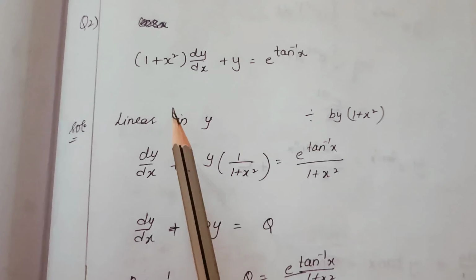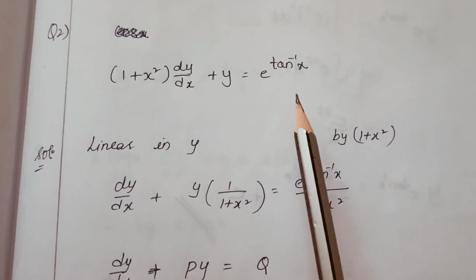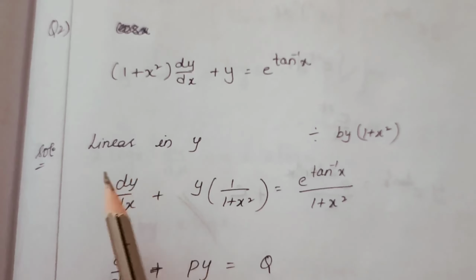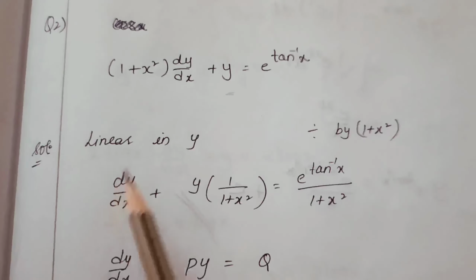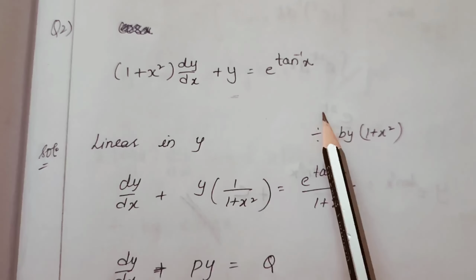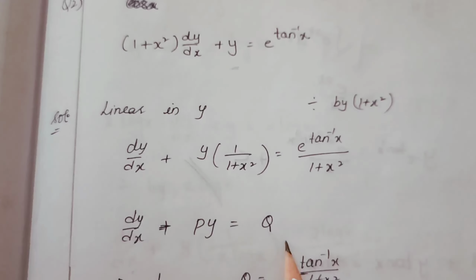Next question. 1 plus x square dy by dx plus y is equal to e to the power of tan inverse x. It is linear in y. We are getting only one y here and others are in x terms. So it is of the form dy by dx plus py is equal to q.